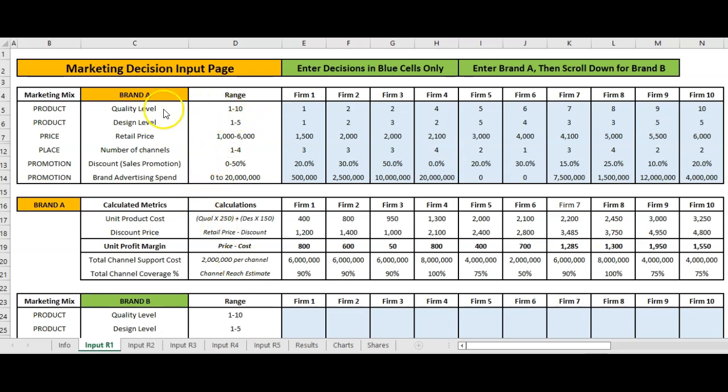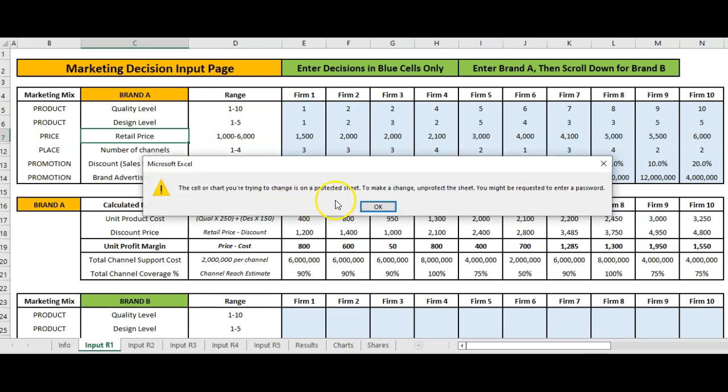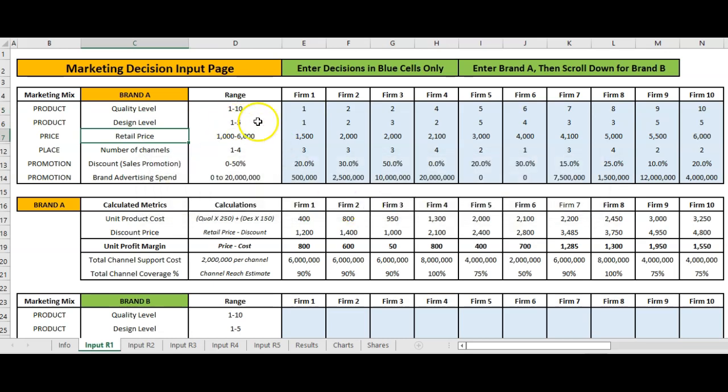Okay, so what will happen is that all this is protected. So if I go type somewhere, go to put something in, it's going to say it's protected. Okay, so everywhere except the blue here is protected. This is where we can enter data. Anywhere else, it's pretty safe to use.